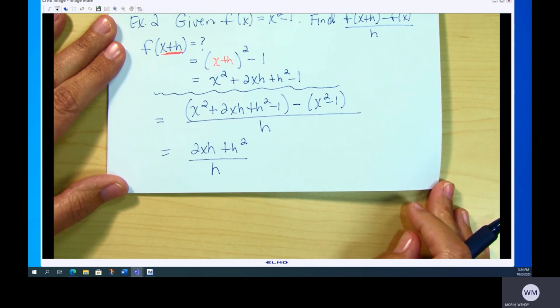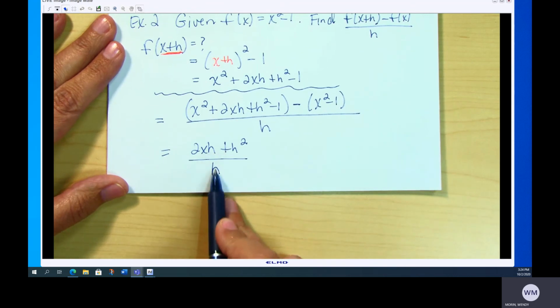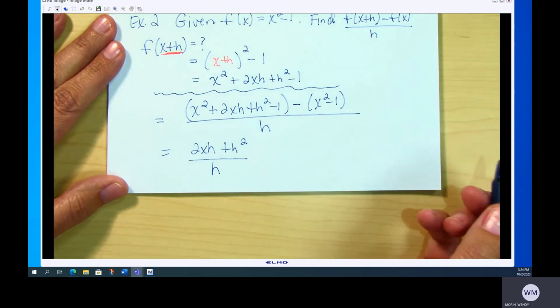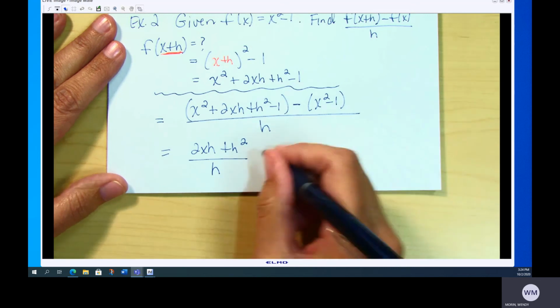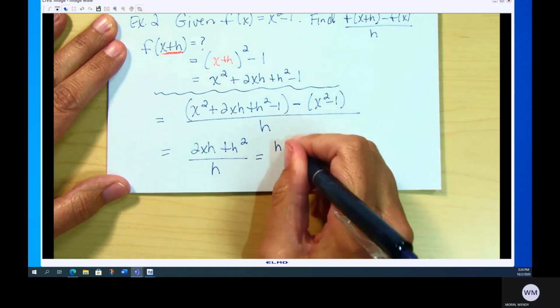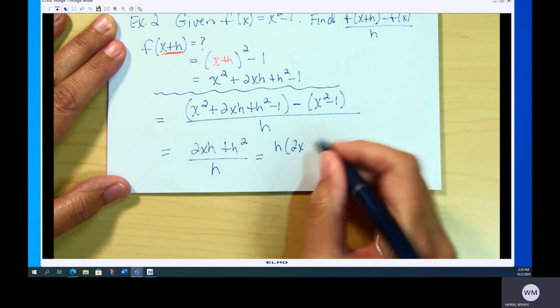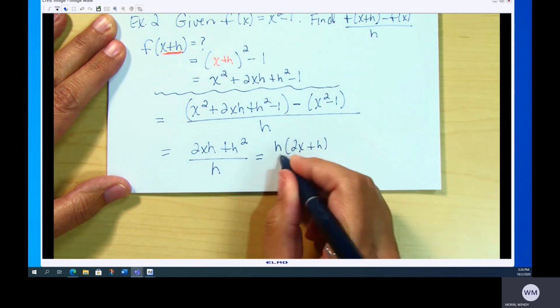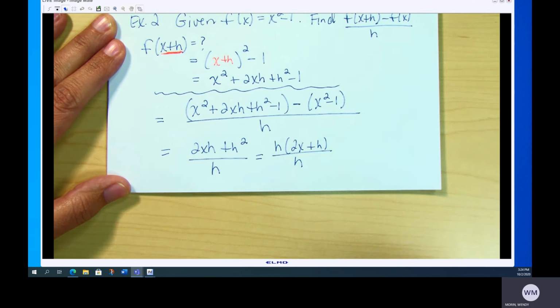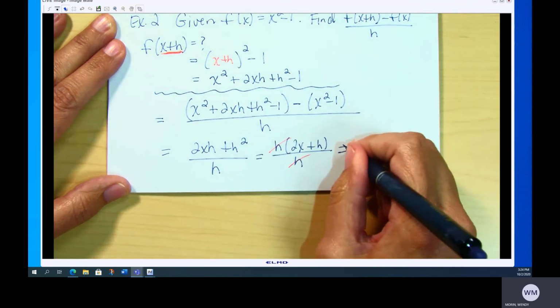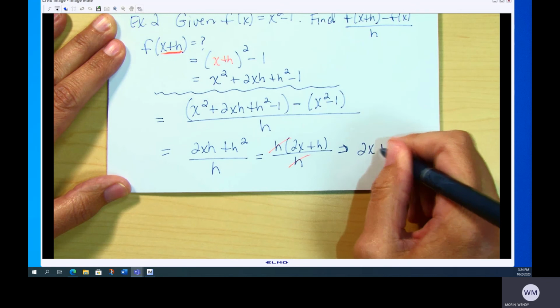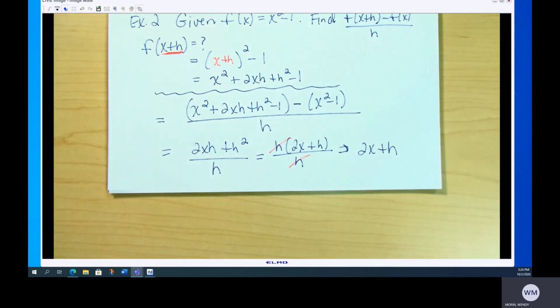Now, if you recall, each term has an h in it, so you can cancel out an h out of each. Or, to show your work properly, factor out an h out of each term. And now you can cancel the h's, and your final answer is 2x plus h. So that's practicing the difference quotient.